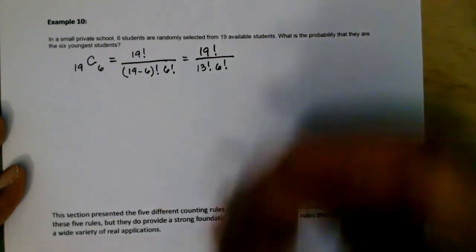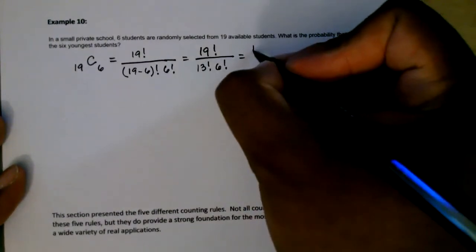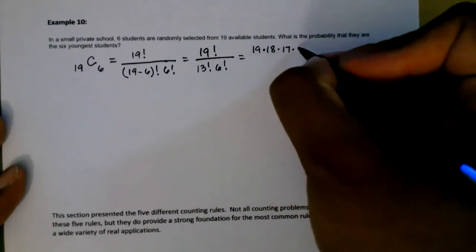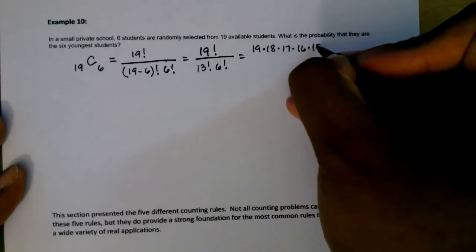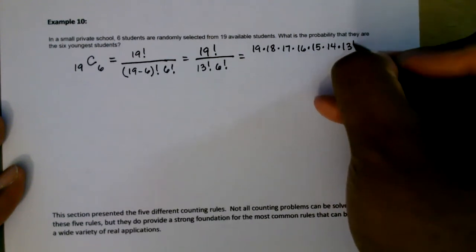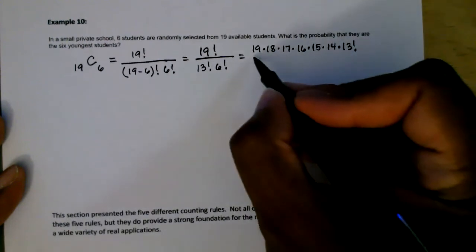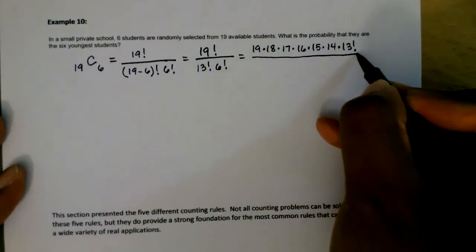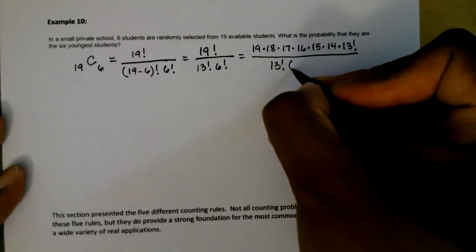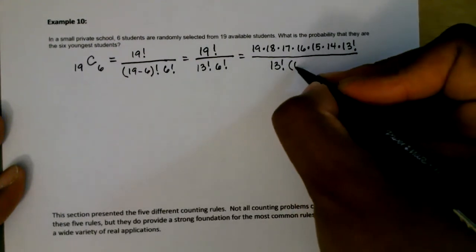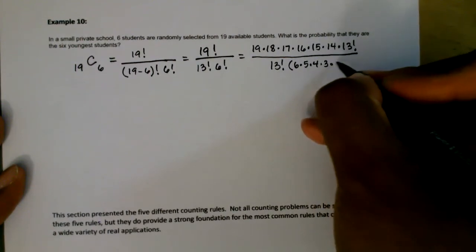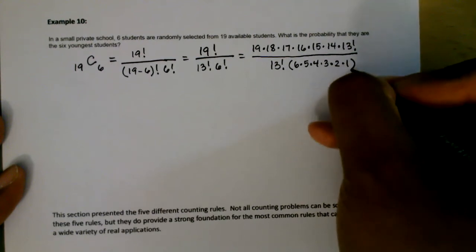Let's expand 19 factorial out as this. 19 times 18 times 17 times 16 times 15 times 14 times, I'll stop at 13 because I got 13 factorial in the denominator. And then that's going to be multiplied by, let's see, 6 factorial will be 6 times 5 times 4 times 3 times 2 times 1.